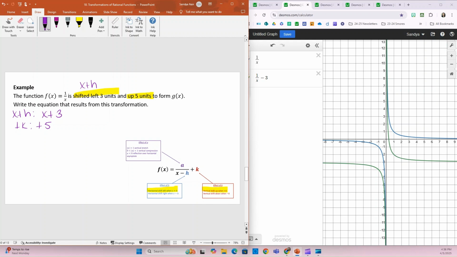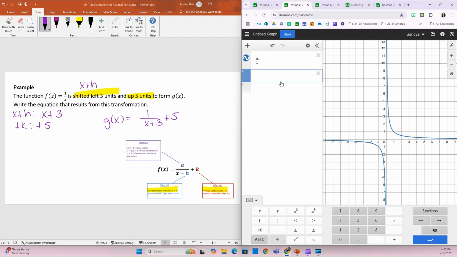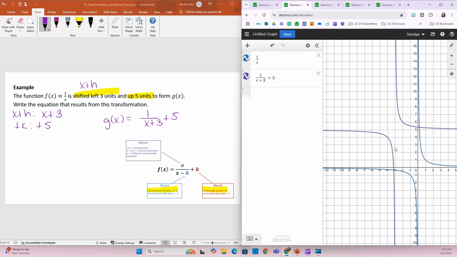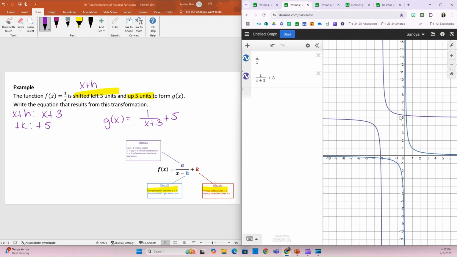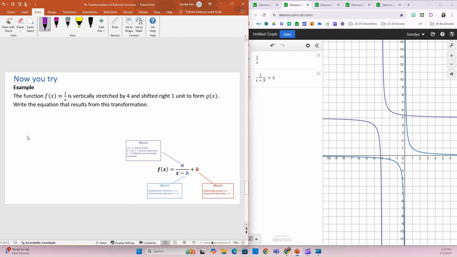So if we now write our function, we're going to have g of x equals 1 over x plus 3, and then this plus 5 is going to go on the outside. Let's go ahead and graph the transform function to see that that is in fact what happens. Let's do 1 over x plus 3, then click outside that and do plus 5. So you can see the graph has been shifted to the left 3 units and up 5 units to form g of x. So now you can go ahead and pause the video and try doing this example on your own.